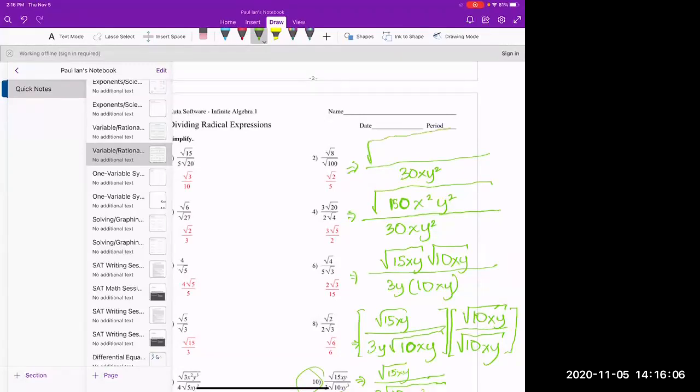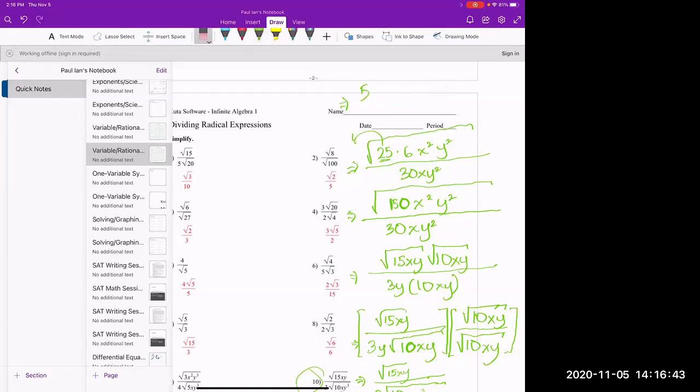So how many 25s go into 150? It's like quarters. How many quarters go into $1.50? 6, right? Okay. So you have this guy times 6 times x squared times y squared. Now what's the square root of 25? 5. Okay, good. So the square root of 25 is 5, so that comes out of the radical.